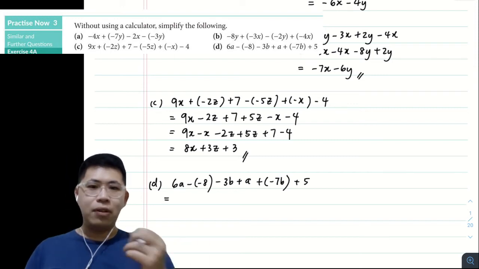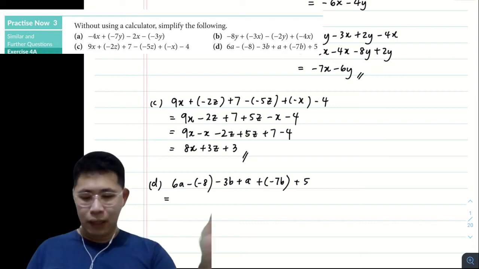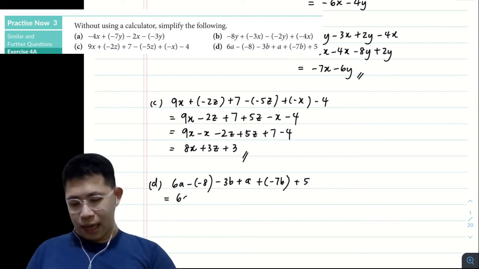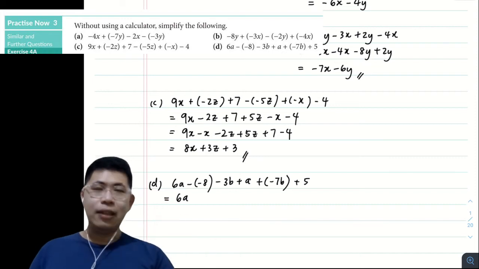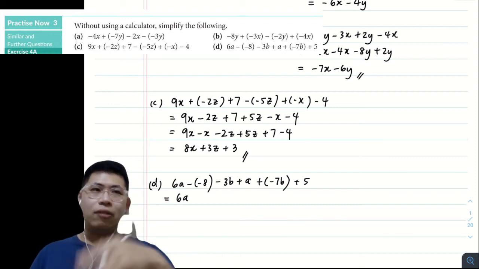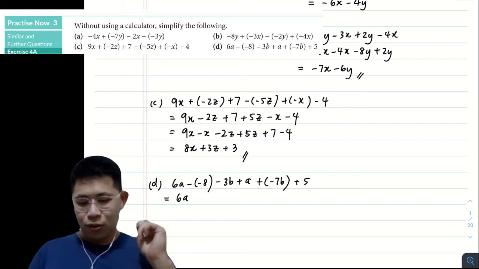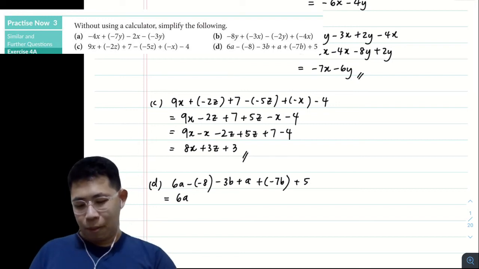Now same thing, I will simplify first by opening up the brackets. So 6a, I can open up the brackets because they're in the same order. If they are multiplication, then I will just multiply first. Okay, so I will do this first. So minus negative 8 will be plus 8, minus 3b plus a minus 7b and a plus 5.